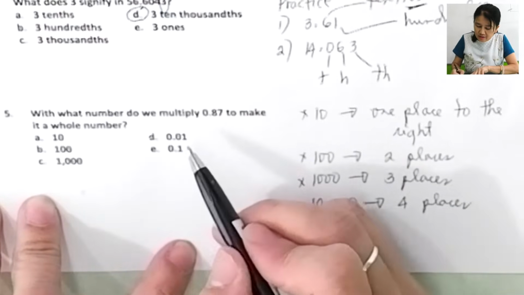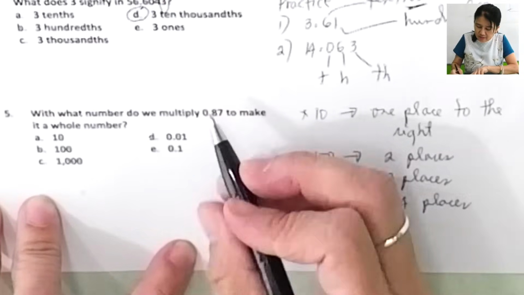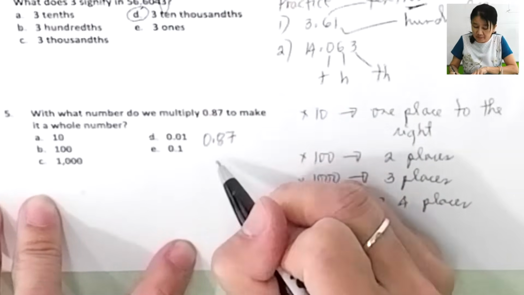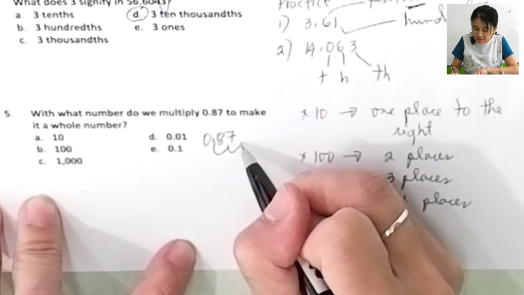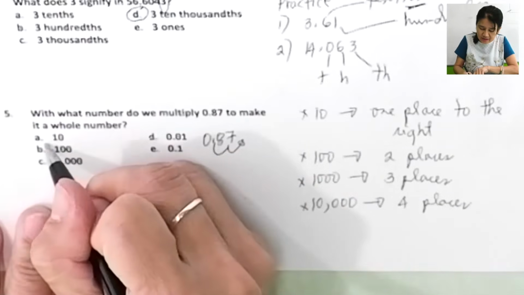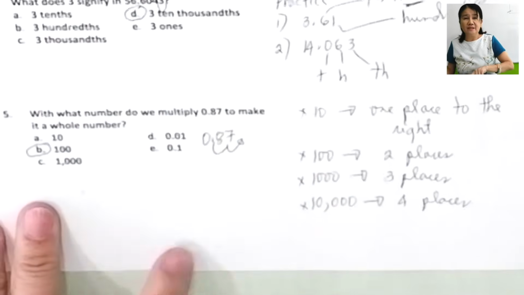So here, to make this a whole number, what do we do? Look at this. 0.87, make it a whole number, so you move this 1, 2, it becomes 87. Two places to the right, so the answer is multiply it by 100.